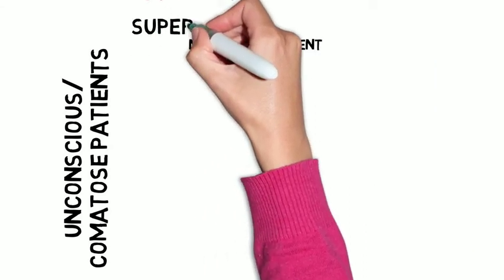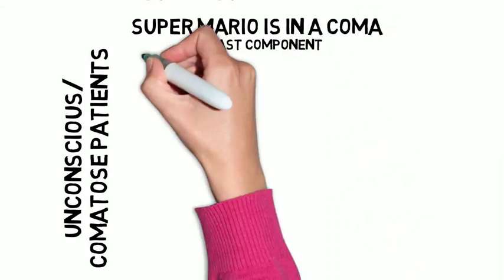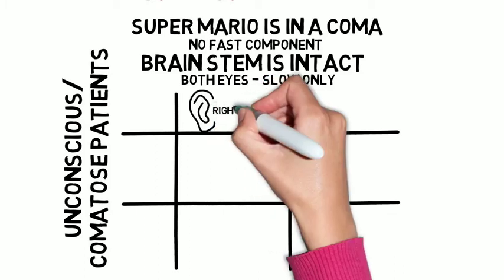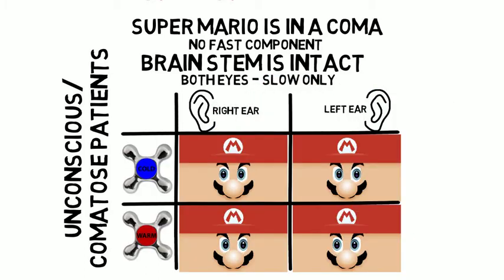Let's take a look at caloric-induced VOR in coma patient Super Mario. Super Mario's brainstem is intact, so both eyes will have the slow component, so the pursuit only, as this is controlled by the still intact VOR.